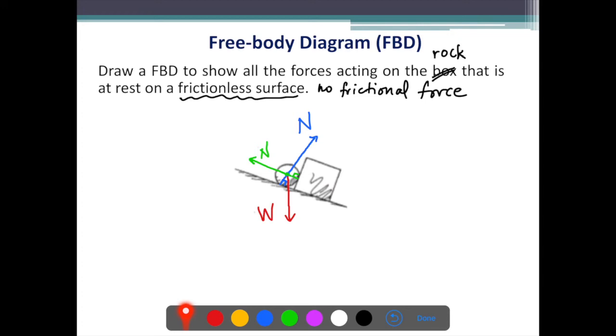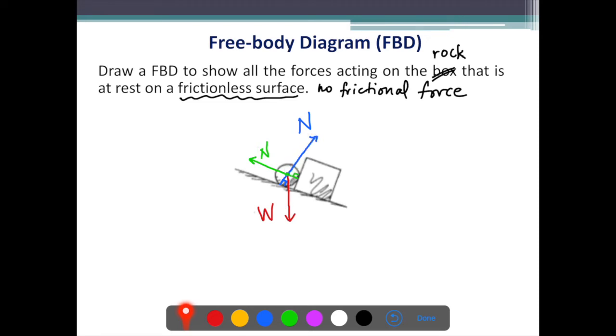All right. Okay, so you have the weight force always directed downwards and two normal forces acting on the rock. So this one here is what we call a free body diagram. It shows you all the forces that are acting on the object. Okay, the forces are represented by arrows, okay, that show you the direction of the force.